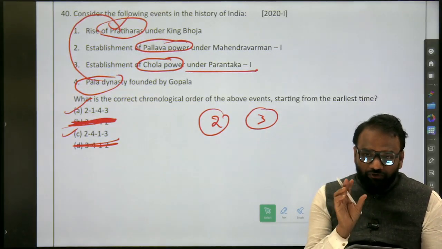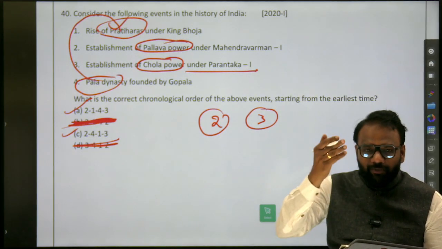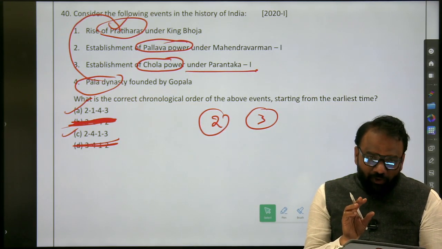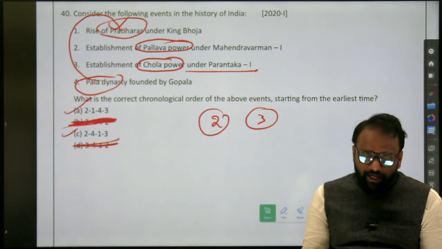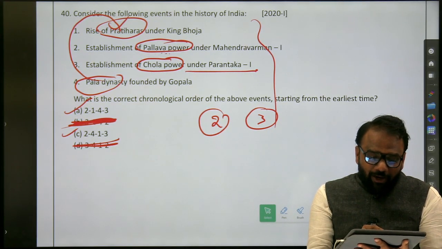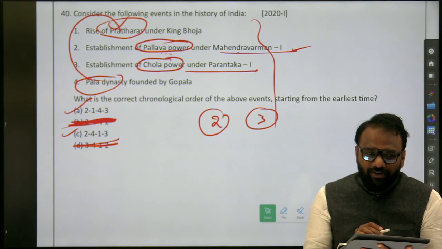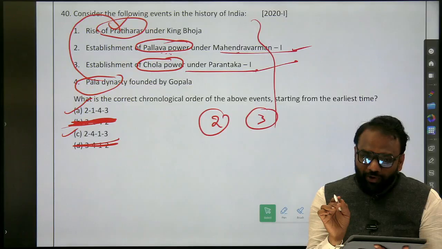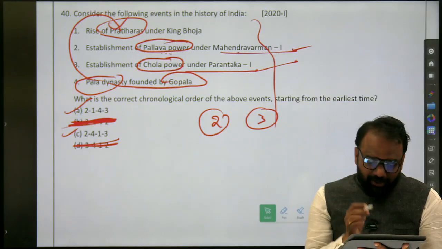See here, what is the focal area of UPSC? You cannot go through each and every king. Unlike other exams where we make a list of all the kings in chronological order, that is not important. Just look at the focal point: how the Pala dynasty weakened because of the rise of Pratiharas under King Bhoja. And if you look at the question, they are not focusing only on the founders. In the second option, establishment of Pallava power under Mahendravarman, was Mahendravarman the founder of Pallavas? Yes or no? Establishment of Chola power under Parantaka 1, was Parantaka 1 the founder of Chola power? No. The Pala dynasty was founded by Gopala.